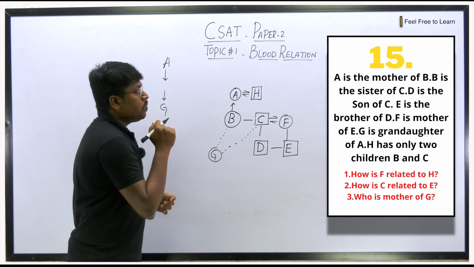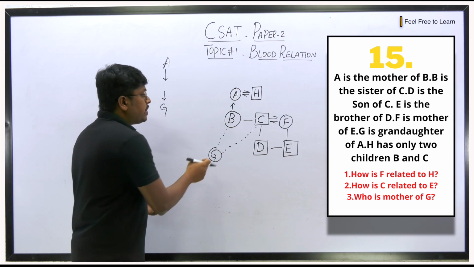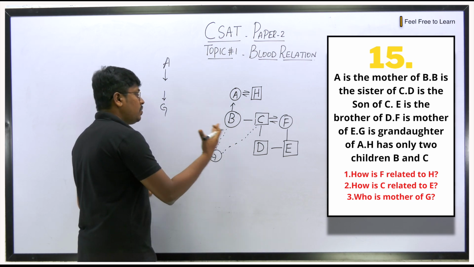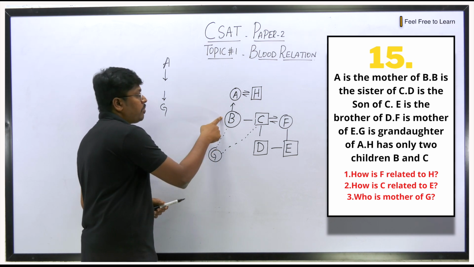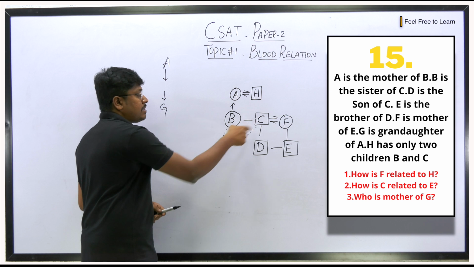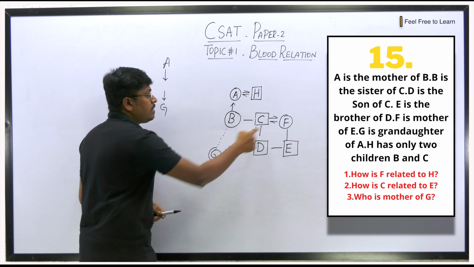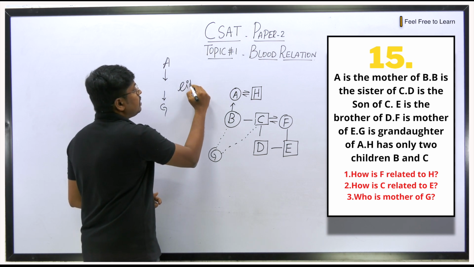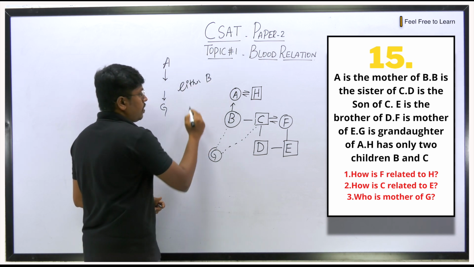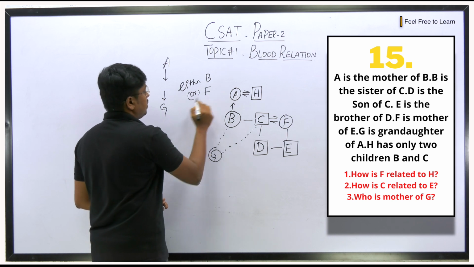So last question, who is mother of G? I think it is 2 possible, right? Either mother of G will be B, one possible, or else if G is a child of C, then we can say that G's mother will be F. So the answer for this question is either mother of G will be B or else it can be F. Understood?